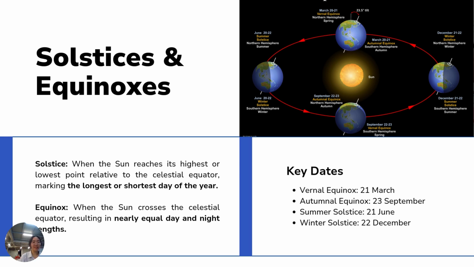The key dates of the equinoxes and solstices are 21st March for the vernal equinox, 23rd September for the autumnal equinox, 21st June for the summer solstice, and 22nd December for the winter solstice.